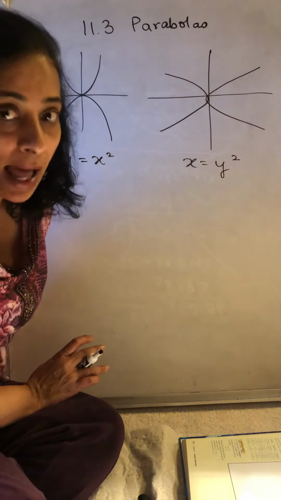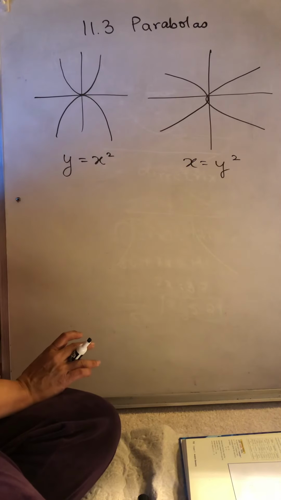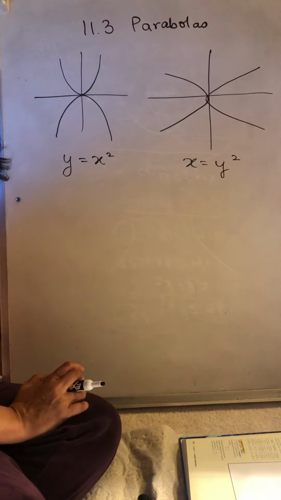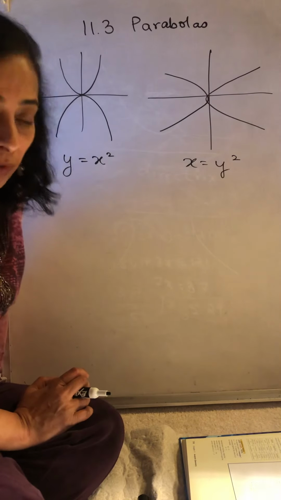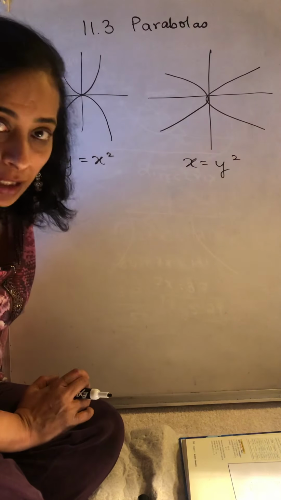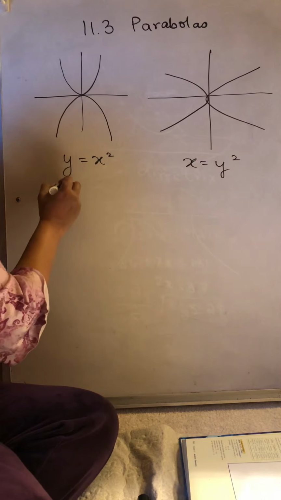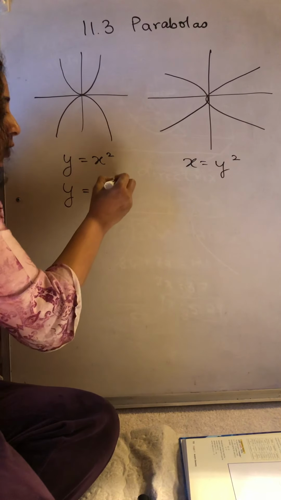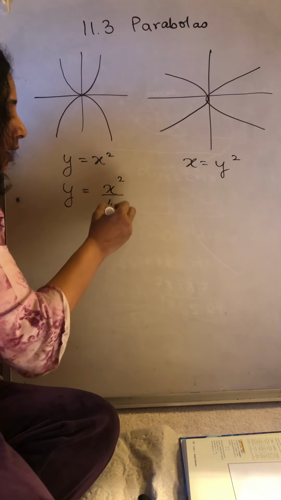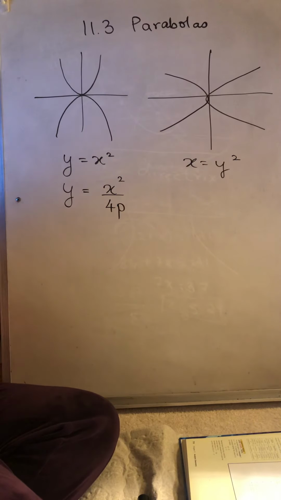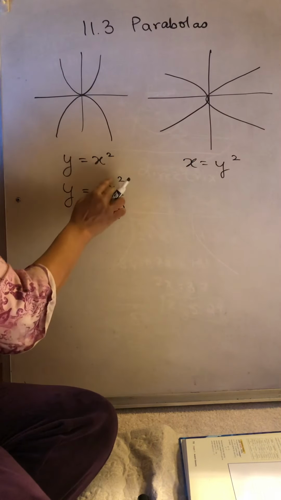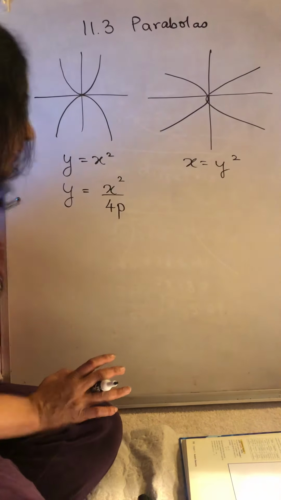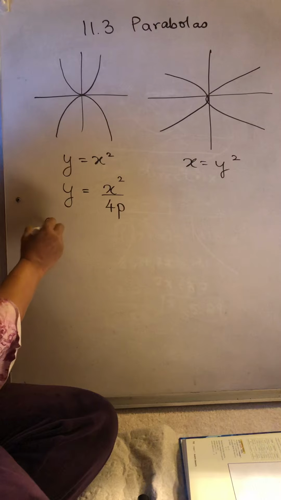When we did quadratics in Math 2, looking at the equation, we did not even talk about what the focus can be, what the directrix can be. But now we are going to focus on that. So there is a standard formula. The formula is y equals x squared over 4p. Remember this.